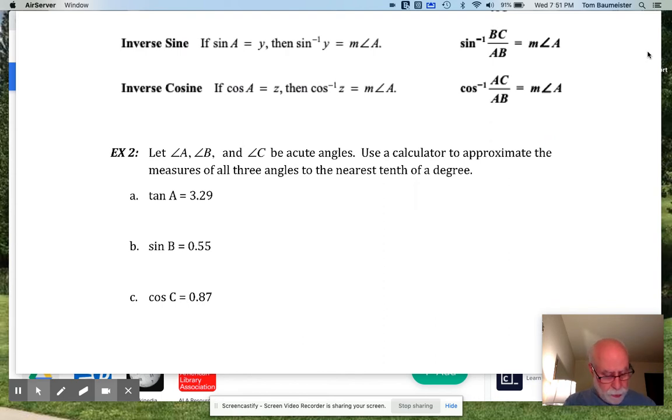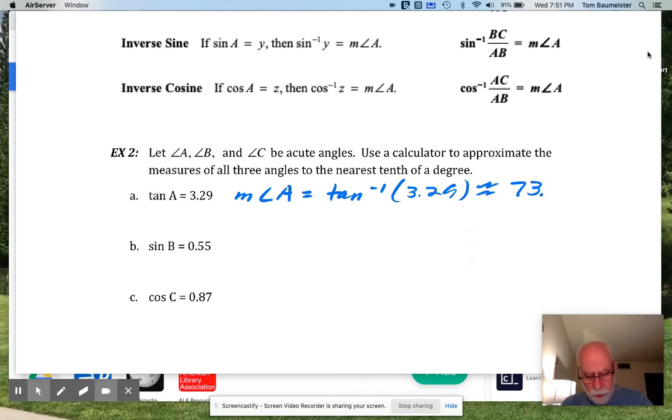So we have that the tangent of A is equal to 3.29. So we know that the measure of angle A is equal to the inverse tangent of 3.29, and that will approximately equal 73.1 degrees. So again, remember to put your calculator in degrees.